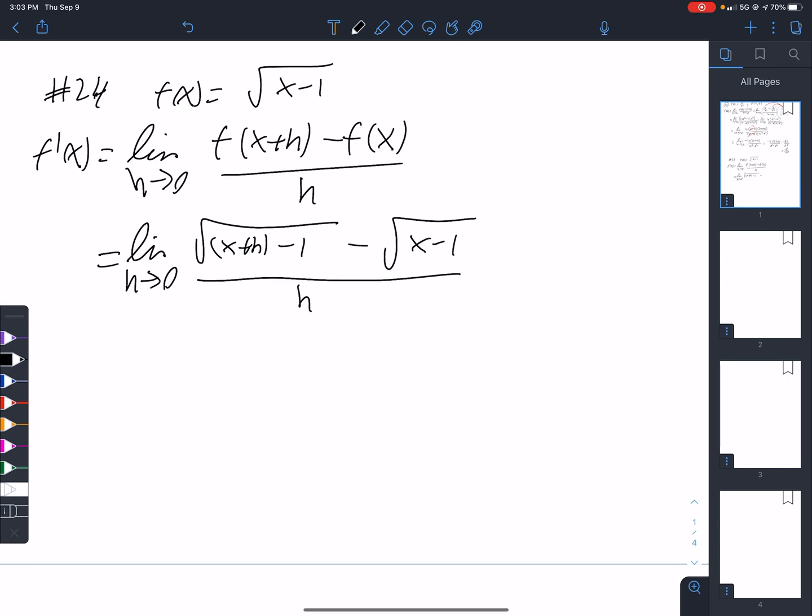over h. Now if I take this limit, if I put a 0 here and a 0 here, this is radical x minus 1, radical x minus 1. That's 0 over 0, indeterminate. So I need to rewrite this.